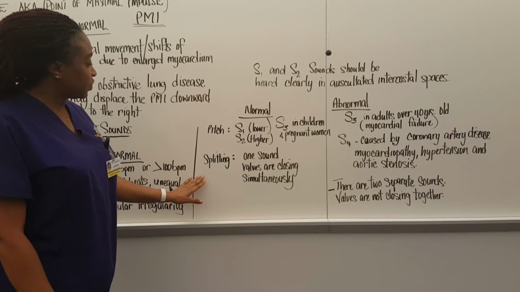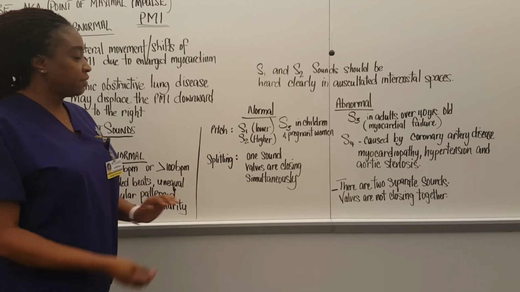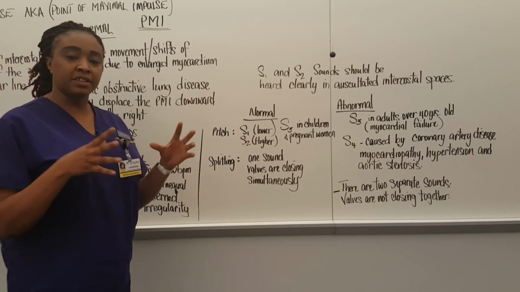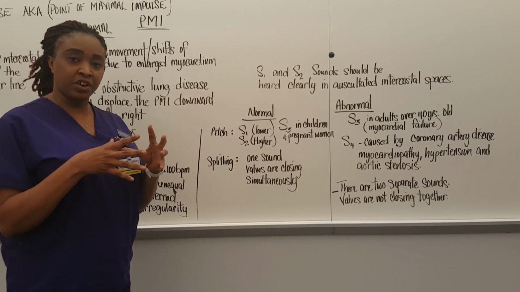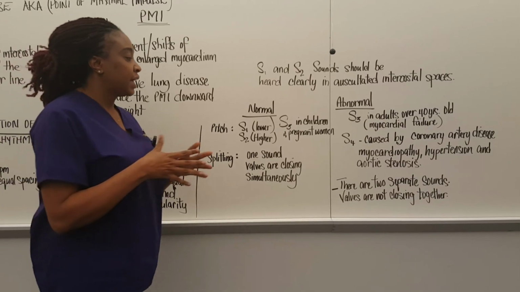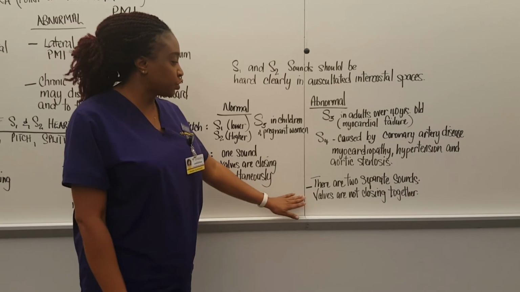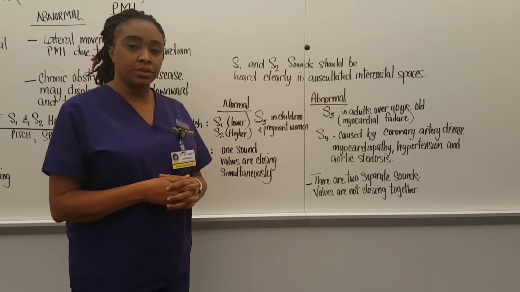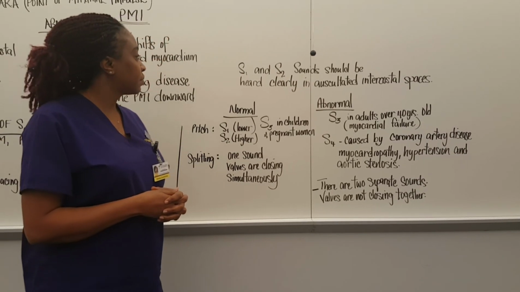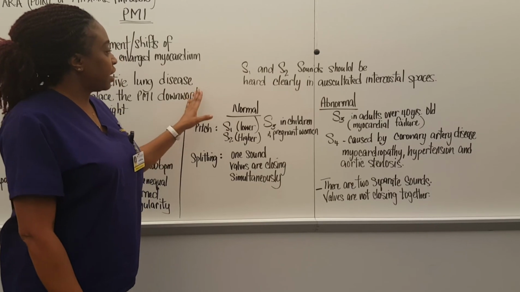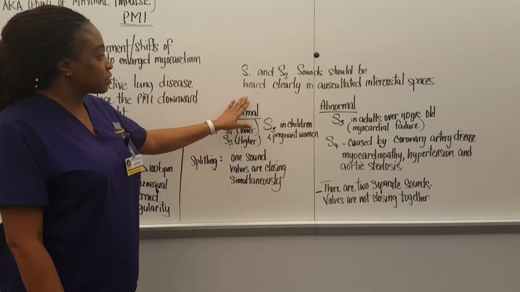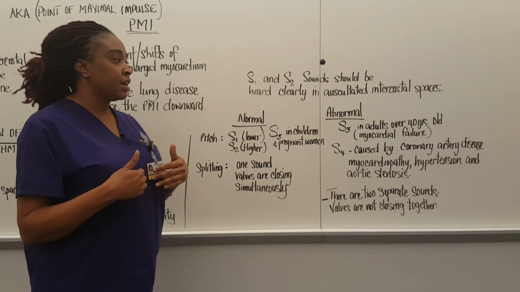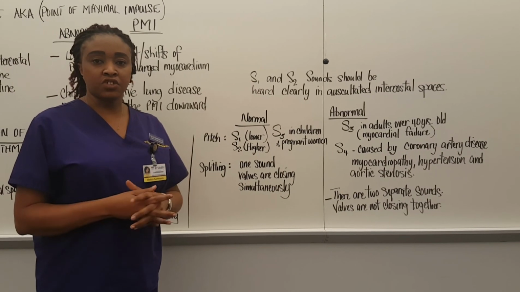When listening for splitting, a normal finding would be that there's one sound which indicates that the valves are closing together. They're synchronized. An abnormal finding would be that there are two separate sounds which indicates that the valves are not closing together. When listening for the heart sounds, S1 and S2 sounds should be heard clearly in every area that's auscultated in the intercostal spaces.